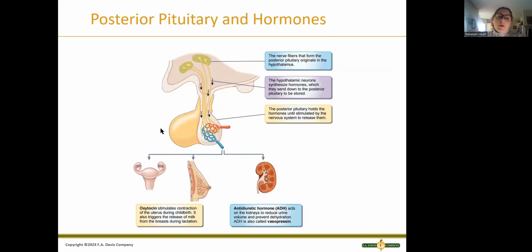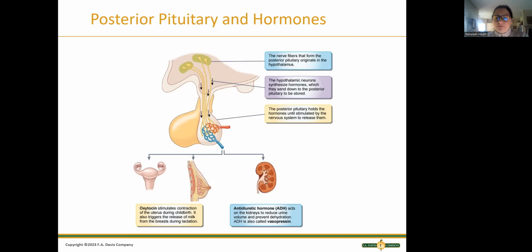So if we move to the posterior pituitary, it stimulates oxytocin, and that really deals a lot with childbirth. It stimulates the contraction of the uterus during childbirth, and also stimulates the mammary tissue to produce milk during lactation. It also produces ADH, or anti-diuretic hormone, which I like to break down because it is self-explanatory, but sometimes you kind of have to wrap your brain around it.